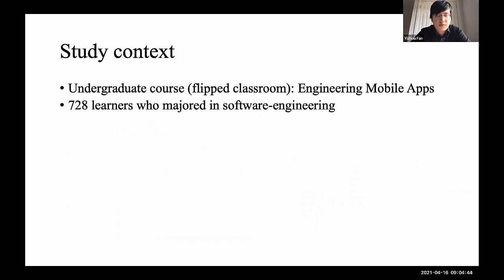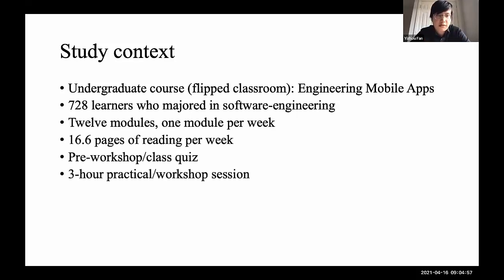In order to achieve this, we chose a Python course in which more than 700 learners participated. This course followed a flipped classroom design. Before class, learners need to read a lot. They need to do, on average, 16 pages of pre-class reading, and also finish some pre-class quizzes and assignments. In class, they do a 3-hour face-to-face practical session every week.